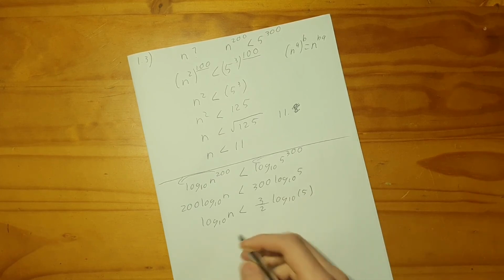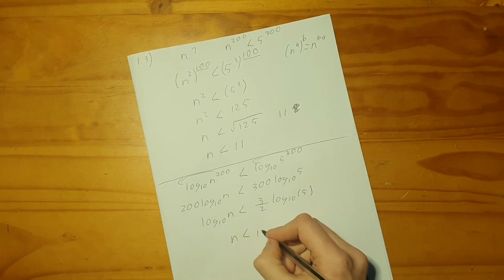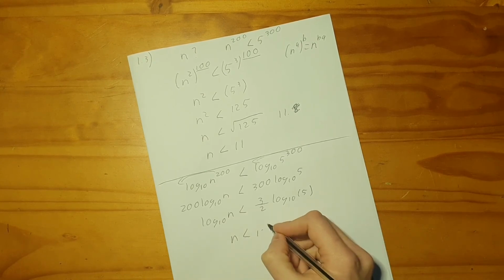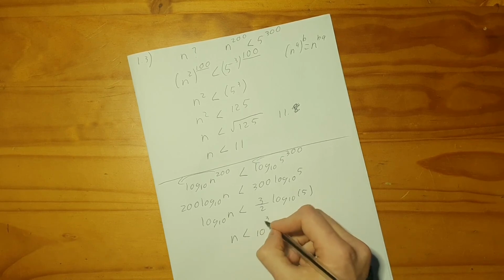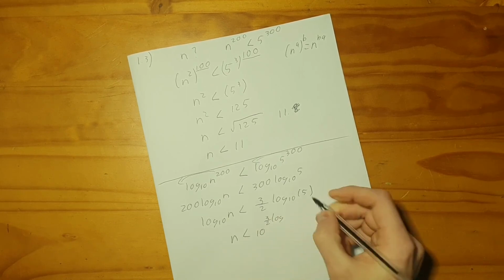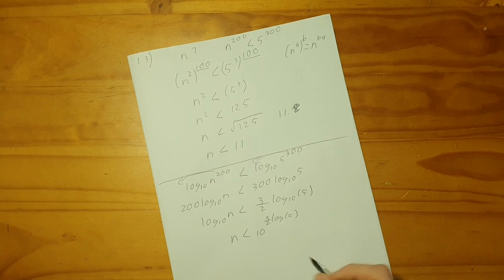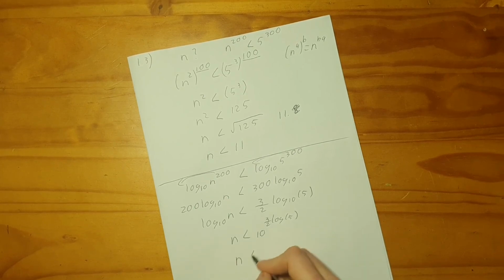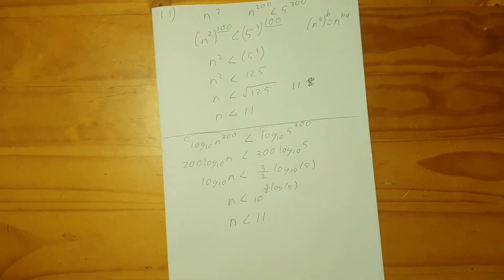And then to get n on its own, your exponent rules say that we can take the base 10 to 3 over 2 log of 5. So just go and check that, and you should get n is less than 11.